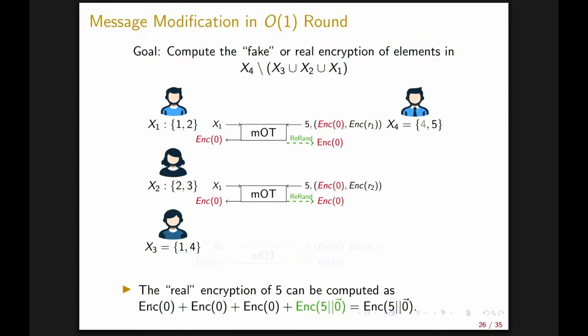Let's say for number 5: because 5 doesn't appear in any other party, you will get encryption of 0, right? And when you add it with the encryption of 5, you get whatever you want to keep here.